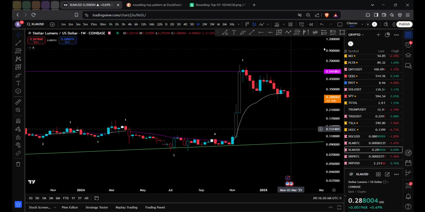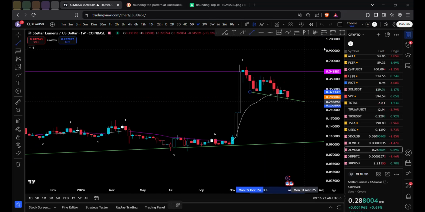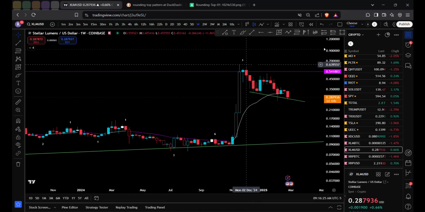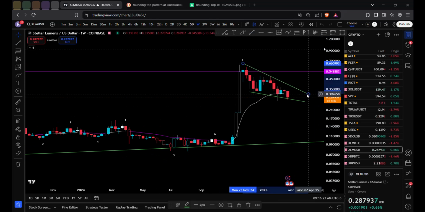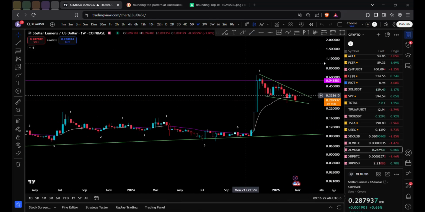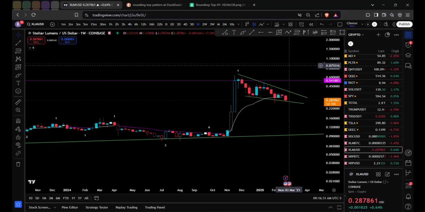It's that simple. XLM is making lower lows. It is making lower highs. This does look like a potential bull flag. When looking at, no, hold on.